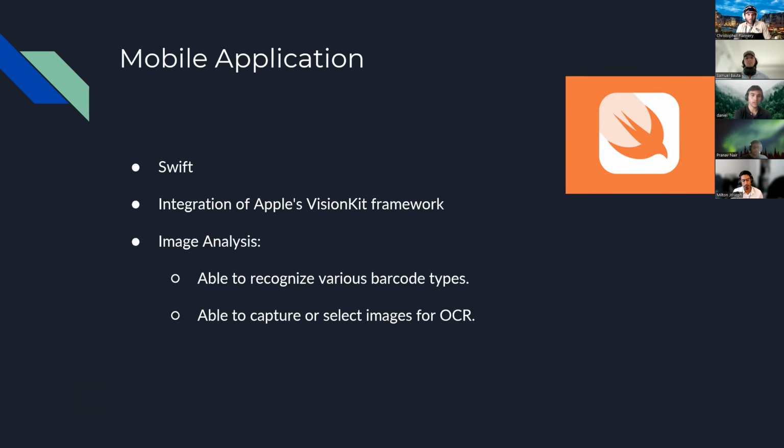As for the mobile application, we went with Swift since it's Apple native and it was very quick and easy to use. As for the barcode scanner, we decided to use the Apple Vision Framework, which is also Apple native, and it's very efficient at scanning any sorts of barcodes. And for the image analysis, our main 2 things are the OCR and the barcode scanner.